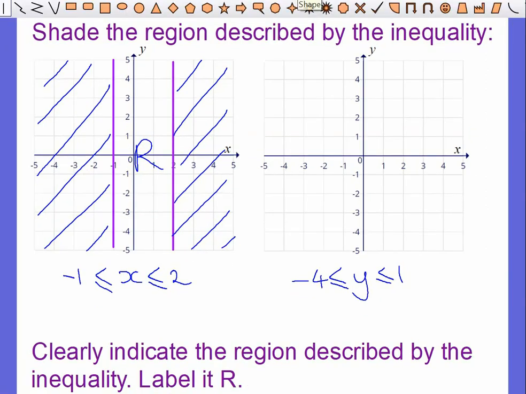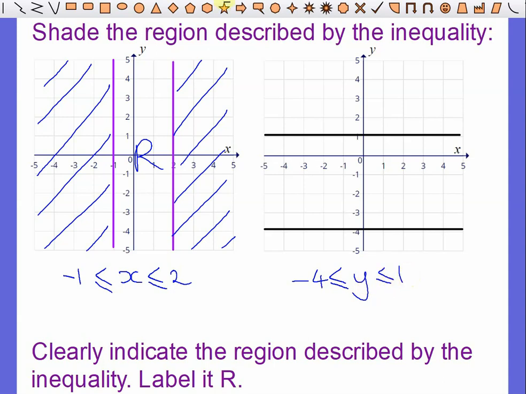So if we move over to the second one, we're now looking at y equals 1 and y equals minus 4. So here's y equals 1, and the bottom one is y equals minus 4. And we're interested in the values in between for y. So let's take minus 2 for example. If I put a minus 2 in there, does it make sense? Minus 4 is less than or equal to minus 2, that's correct. And minus 2 is less than or equal to 1.